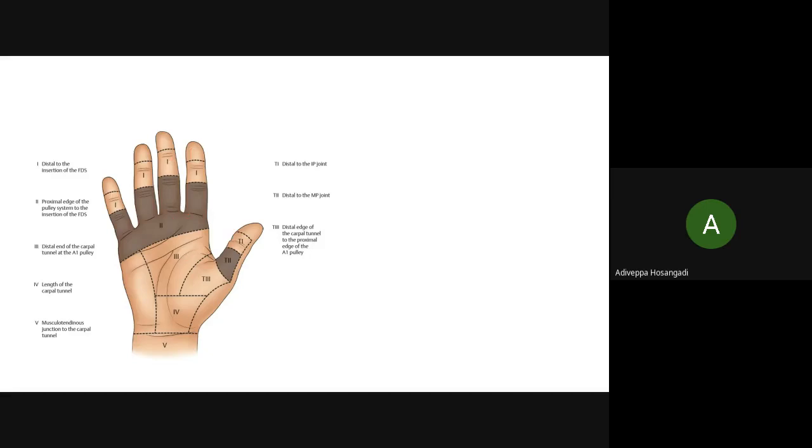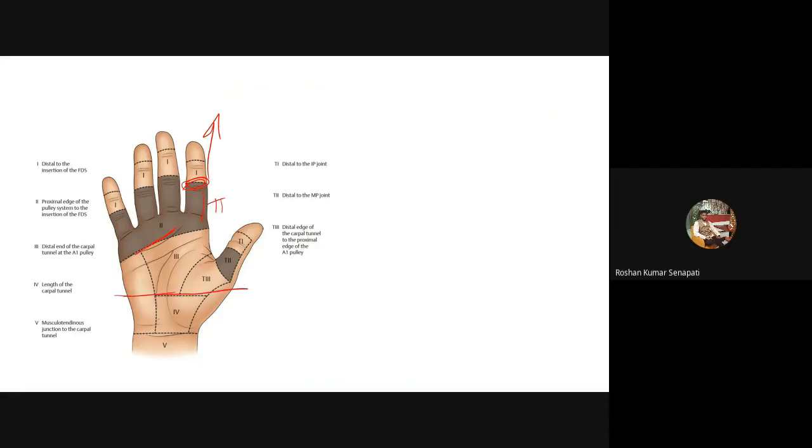So zone 1 is beyond the PIP joint. Proximal to this is zone 2. Till where? Till the distal palmar crease. If you flex your MP joint, you will know that is the distal crease. So this is 1, 2, 3.